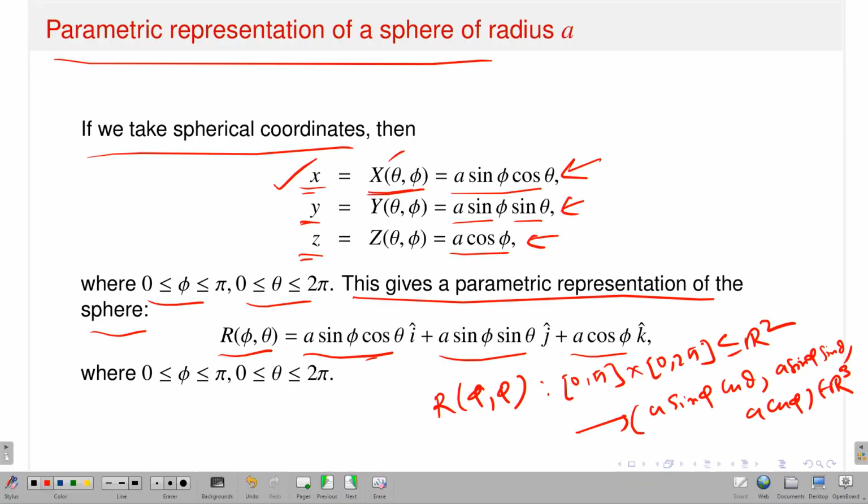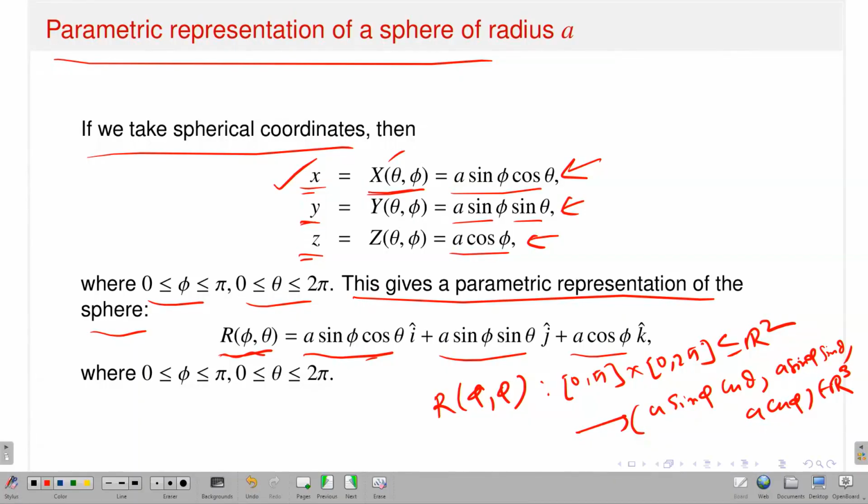So if I know the connections between spherical coordinates and Cartesian coordinates, then I can have the parametric representation of my sphere in terms of phi and theta, which is r of phi and theta, which is nothing but this, where phi runs from 0 to pi and theta runs from 0 to 2 pi. Okay. So this is the parametric representation of my sphere of radius a.